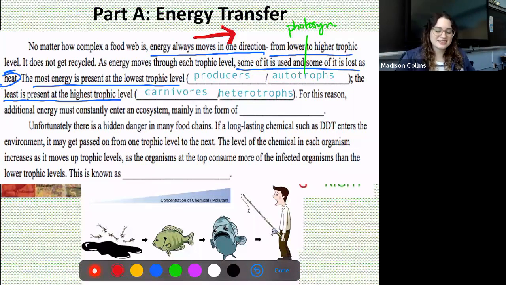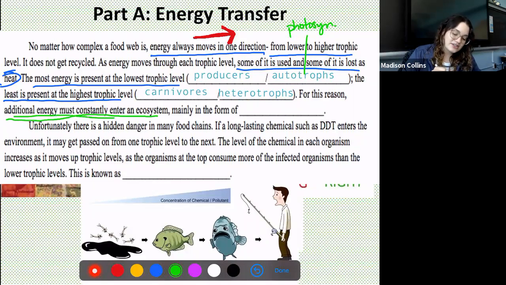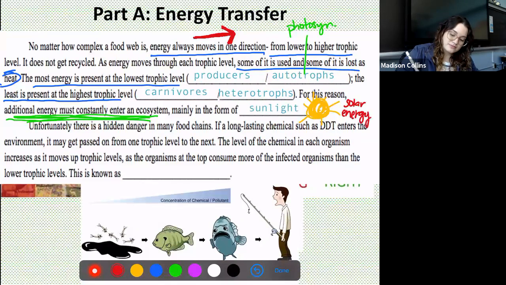But for this reason, and this is super important, additional energy must constantly enter an ecosystem. But where does the ecosystem get that energy from? What do we think? Oh, mainly in the form of sunlight. So solar energy is going to be super, super important. And this is why we need plants, right? Because through the process of photosynthesis, plants are actually able to convert this solar energy into chemical energy that we can use.